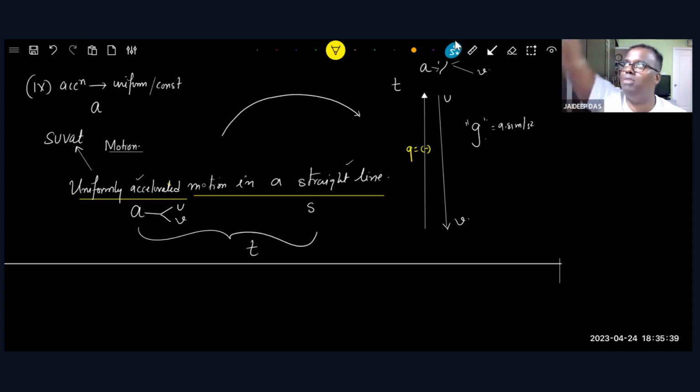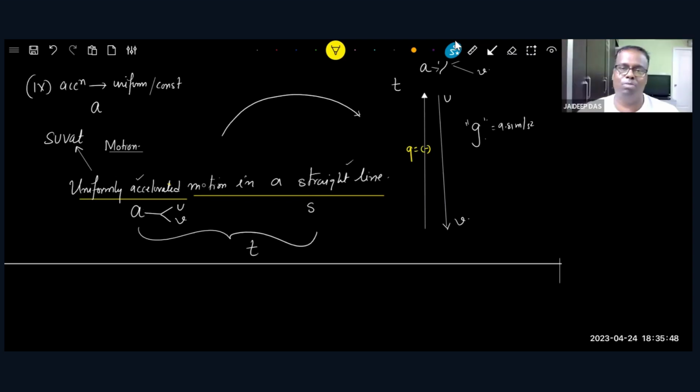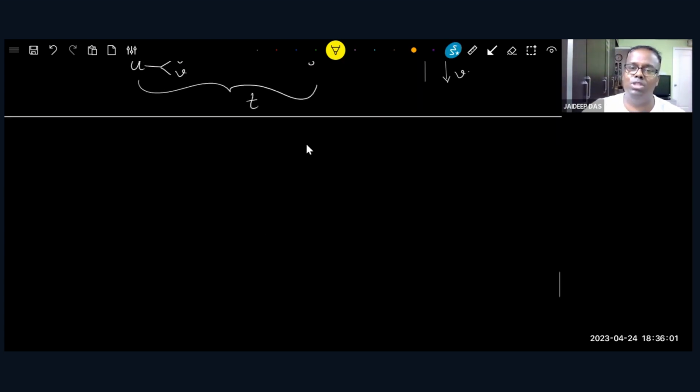Final velocity will ultimately become 0 at one point. And once it becomes 0, it starts coming down to us. So here also SUVAT will be applicable. This we will see in chapter number 3. So class 9 is all about SUVAT. SUVAT is applicable only when you have a straight line. That's the reason I took so much time to come to this topic.